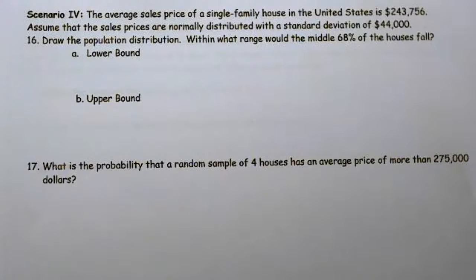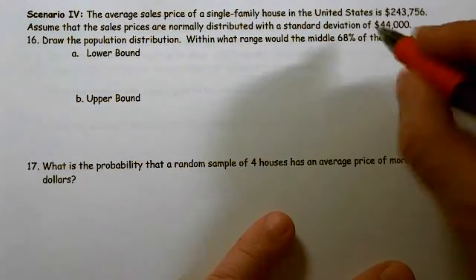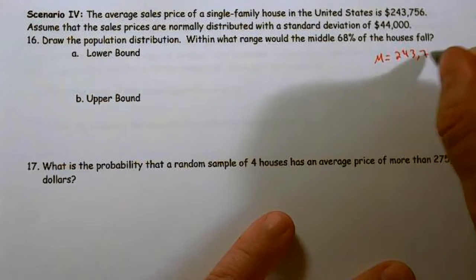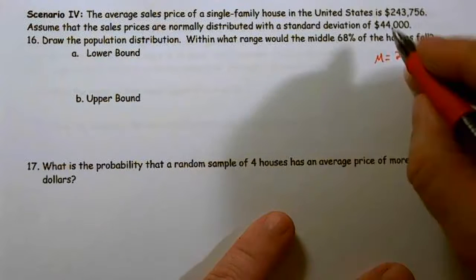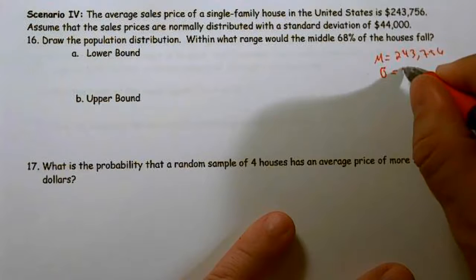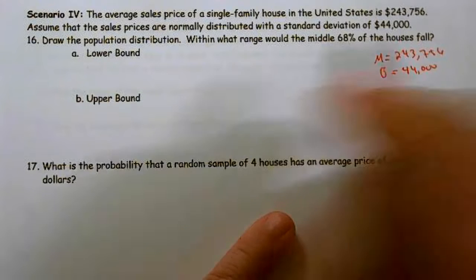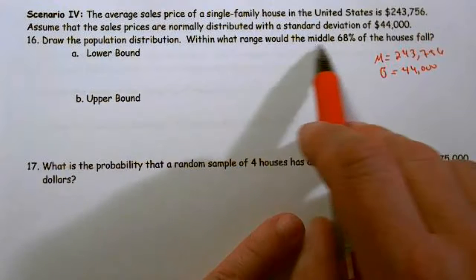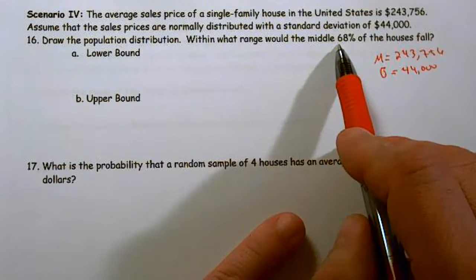Okay, this is the review, and this is going to be the video on scenarios 4 and 5. The average sale price of a single family house in the United States is $243,756. So our mean is 243,756 with a standard deviation of 44,000. Draw the population distribution. Within what range would the middle 68% of the houses fall?